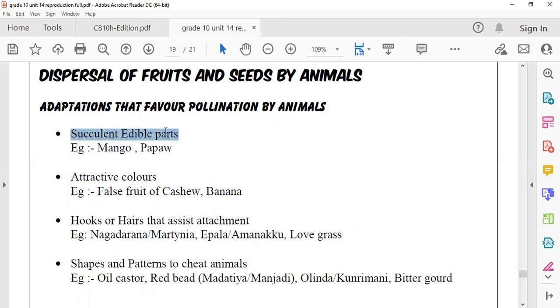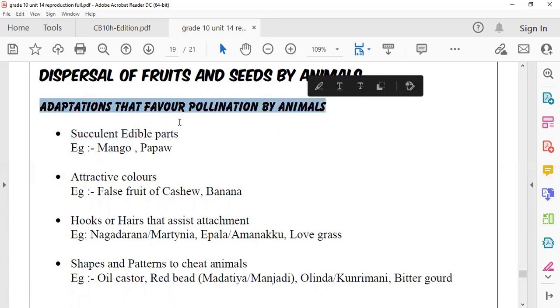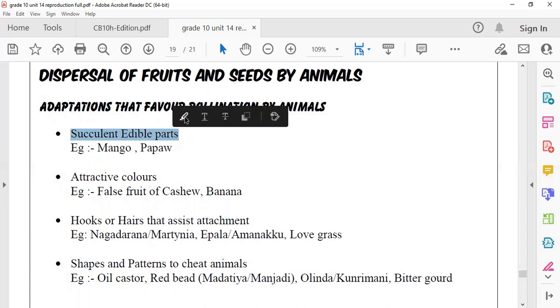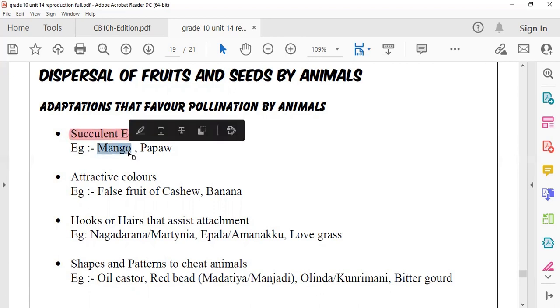Now, the first adaptation to be dispersed by animals is having succulent edible parts. In that case, animals will come towards a mango to eat that flesh part of the mango. Or animals will come towards a papaw to eat its flesh part, the edible part. When they come for it, they will carry the mango from one place to another. That is one method.